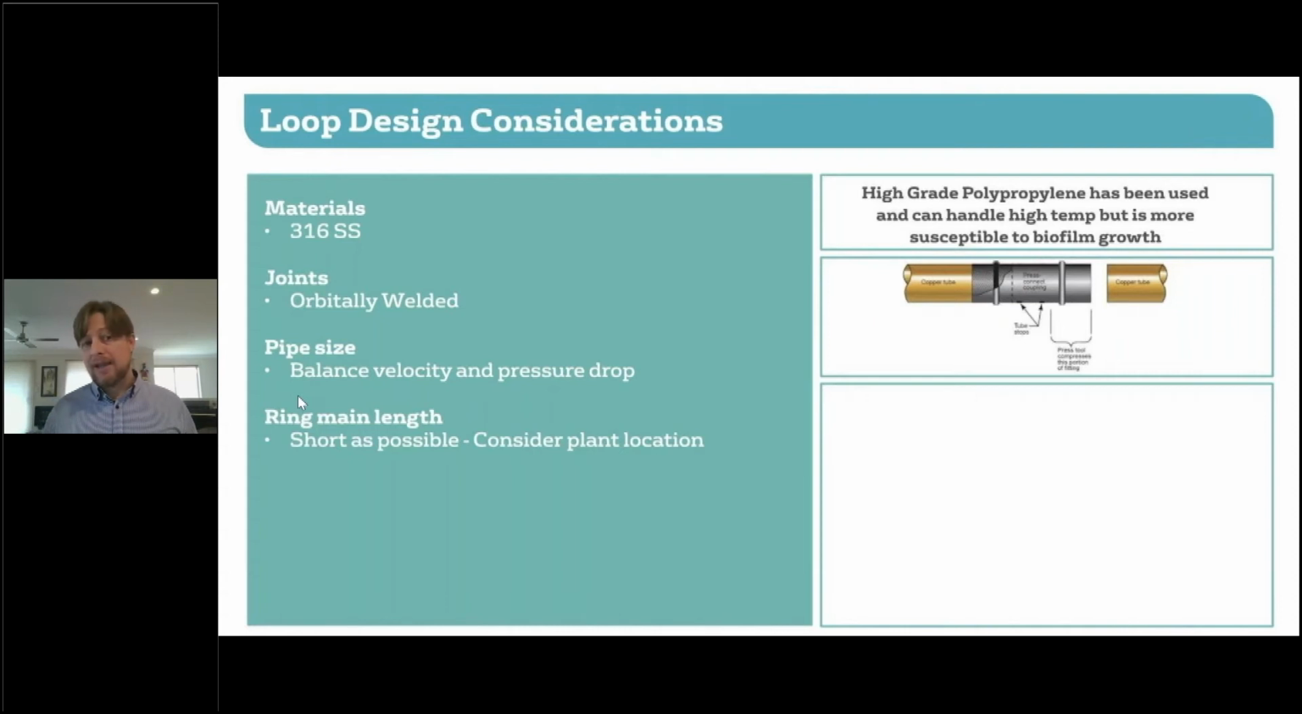And of course, your ring main length needs to be as short as possible. So consider your plant location, getting your equipment as close to your CSSD as possible.